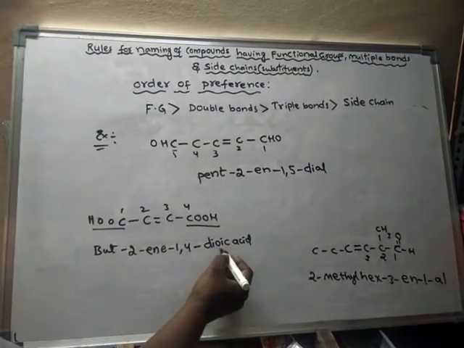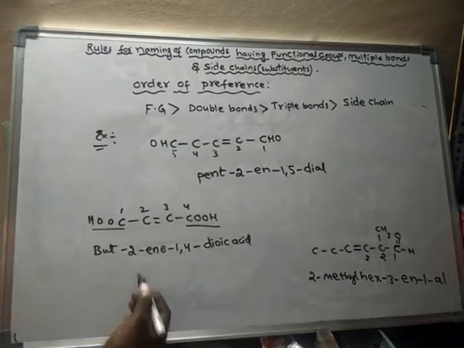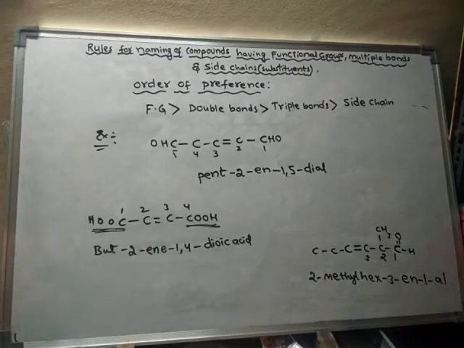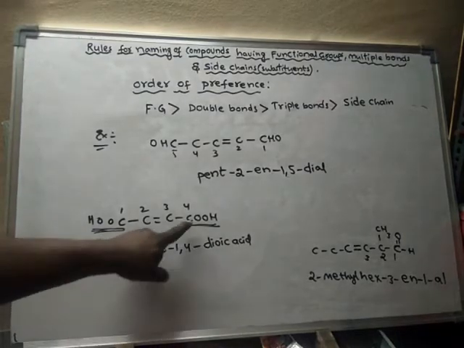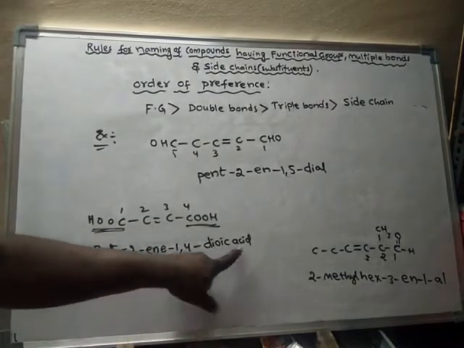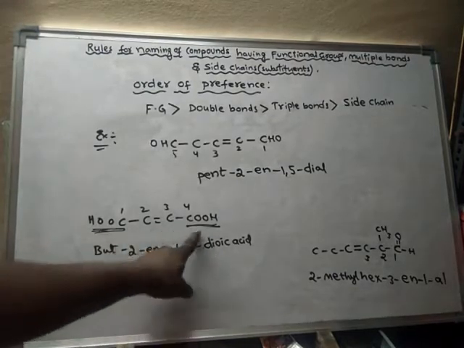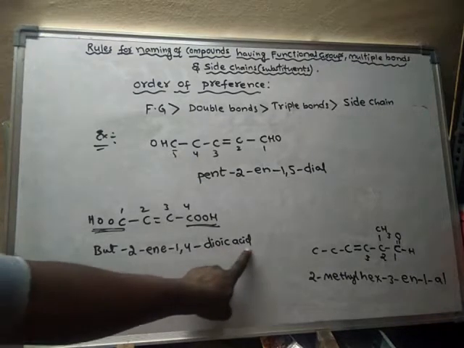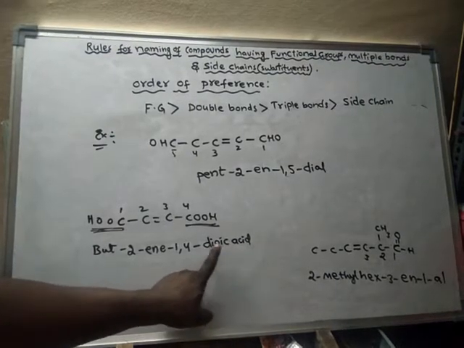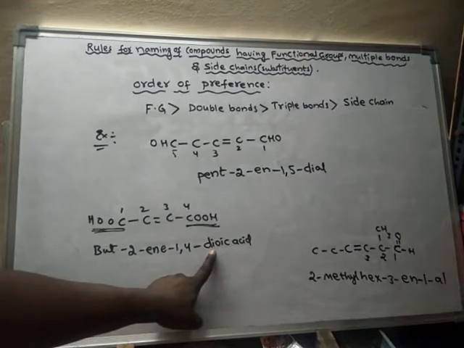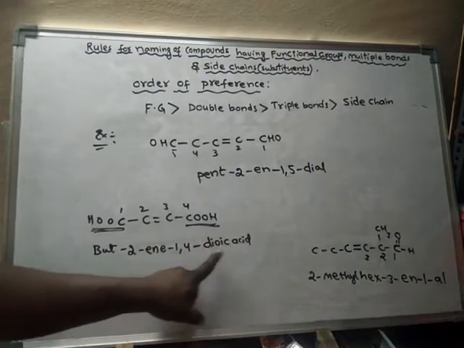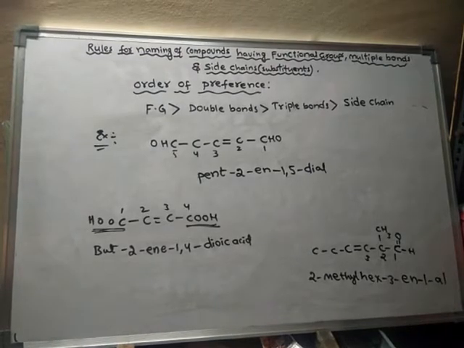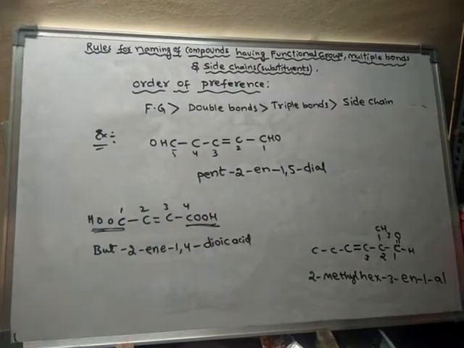Oic acid here actually means carboxylic acid. There are two, that carboxylic acid is repeated two times, hence dioic acid. Di means two times, so it indicates the multiplicity of this functional group. This functional group is repeated two times. Dioic acid, so it is a numerical prefix. Right, so these are some of the examples.